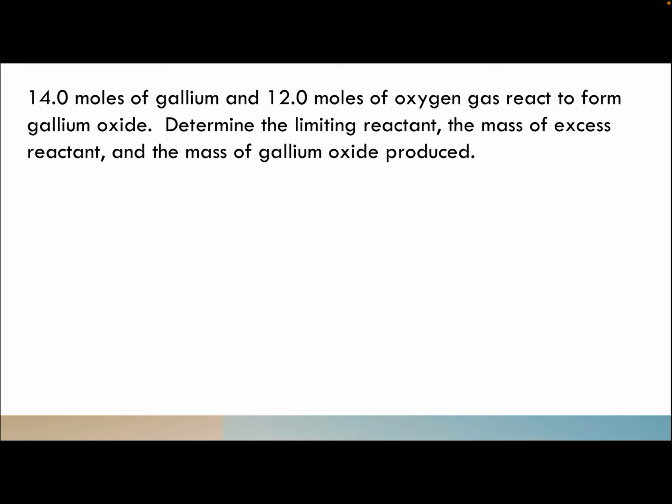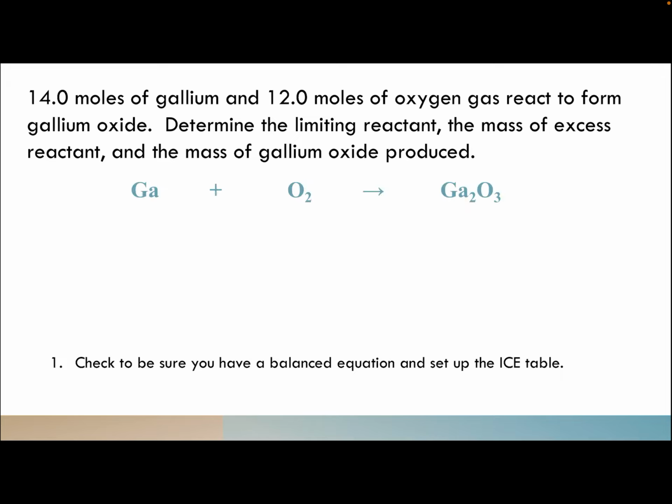So here's an example problem. 14 moles of gallium and 12 moles of oxygen gas react to form gallium oxide. Determine the limiting reactant, the mass of the excess reactant, and the mass of gallium oxide produced. All right, first thing we need to do, make sure you have a balanced equation and set up the ice table. So here's our equation. Gallium plus oxygen gas gives us gallium oxide.